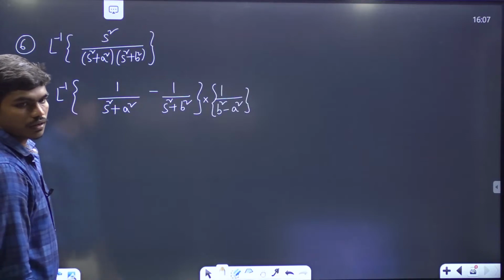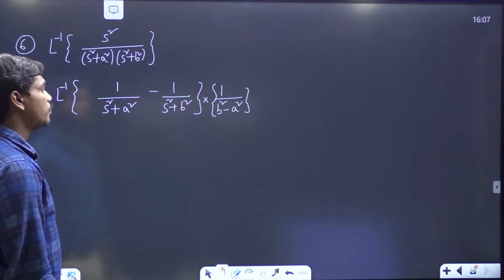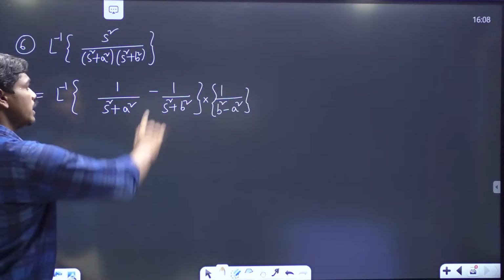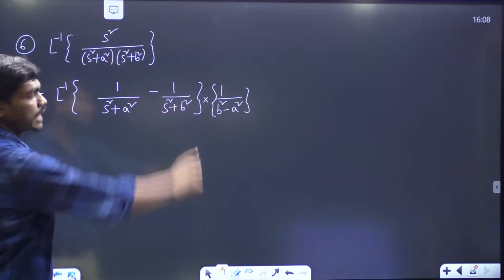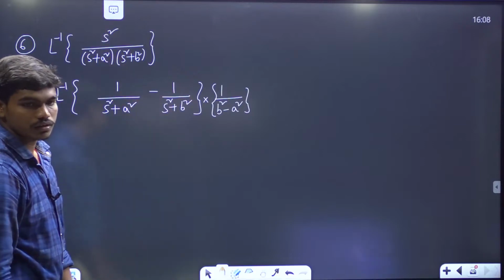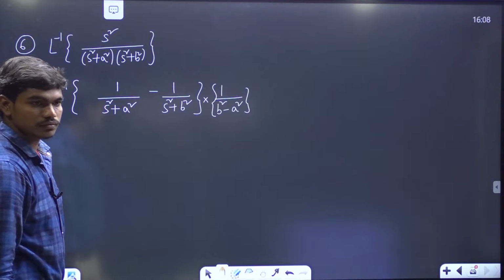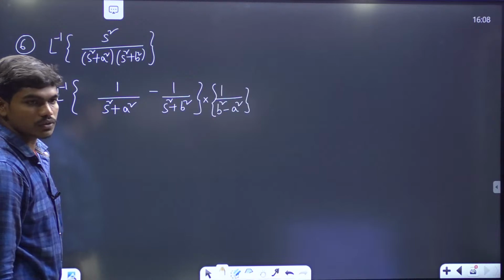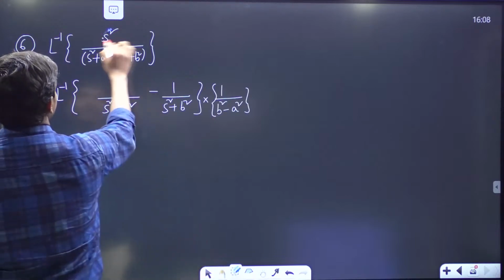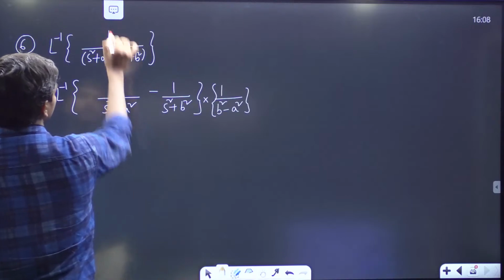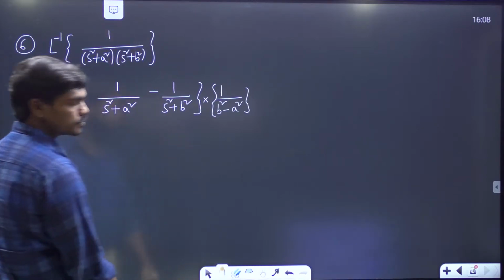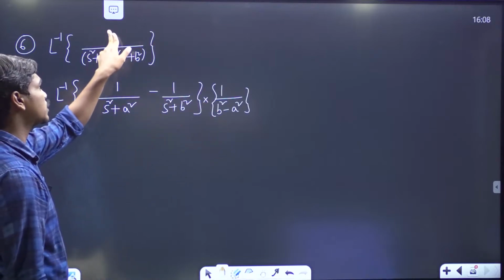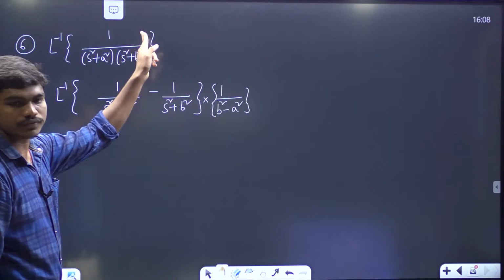Correct? Yes or no? Because if you cancel this s square, which is in the numerator, it gets cancelled off. Yes or no? So for simplicity, let us make 1 here. Since we are struggling to deal with this, let us reduce this question to 1 by s square plus a square. Of course, for s square here, we have another plan.